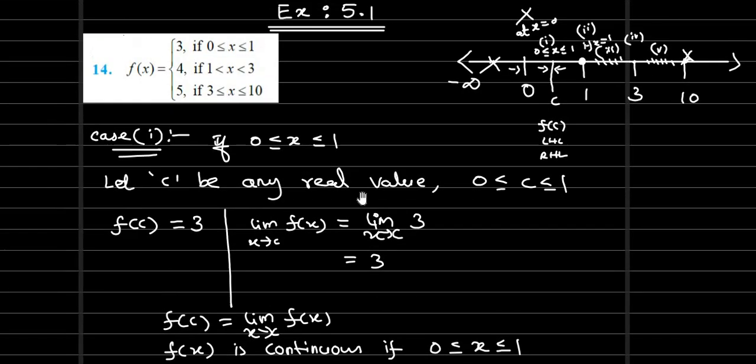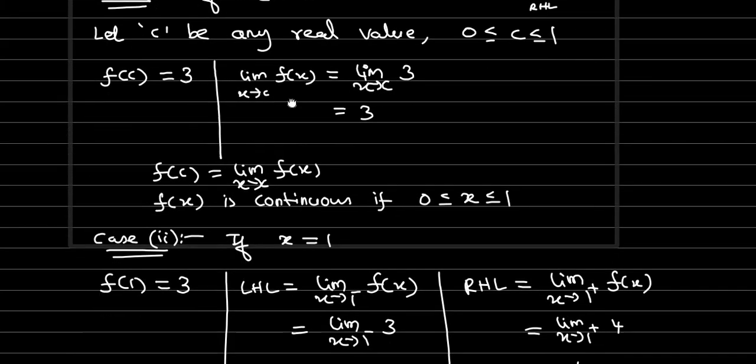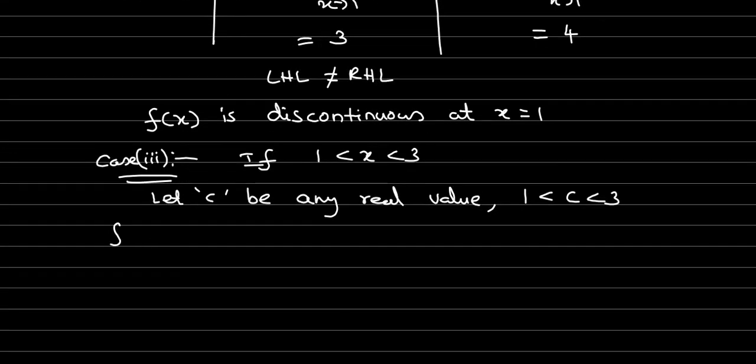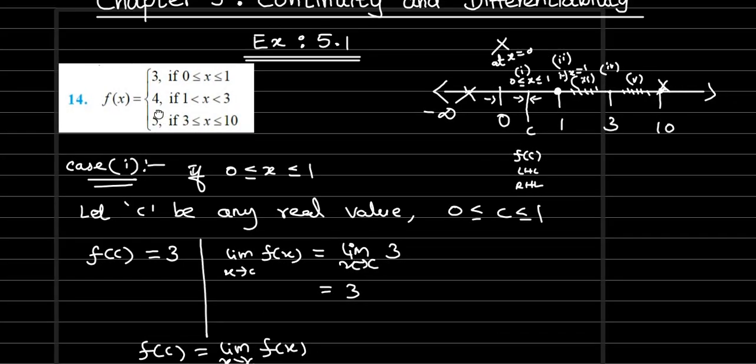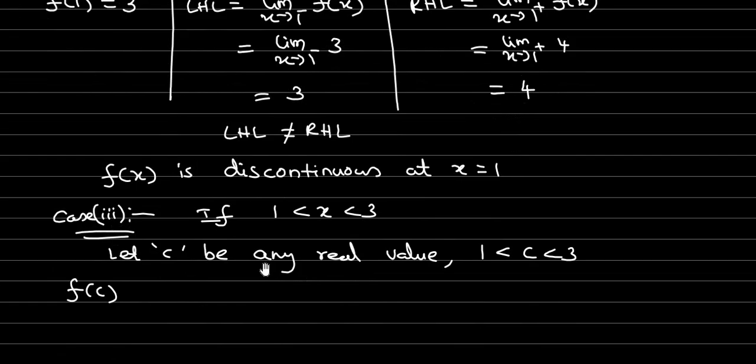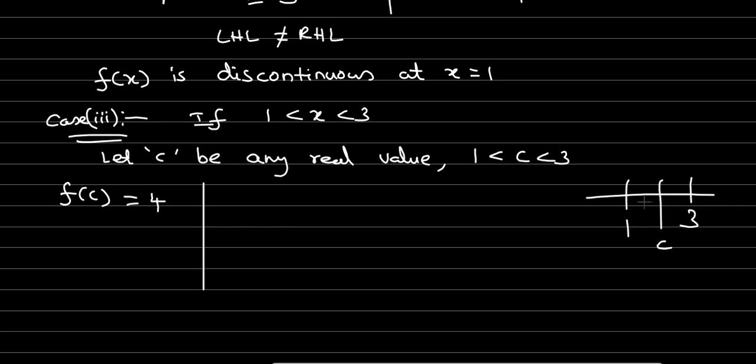Okay, now to check the continuity, we need f of c, left hand limit, and right hand limit. So f of c. From the given, if any value lies between 1 to 3, what is the suitable function? That is 4. So f of x equal to 4. Then if x takes any value, it's going to be 4 only, since it's a constant function. Now left hand limit, right hand limit. Okay, now we have 1 and 3 here. We have taken a c which lies between 1 to 3. Now close values of c on the left hand side as well as the right hand side are also going to lie between 1 to 3 only.